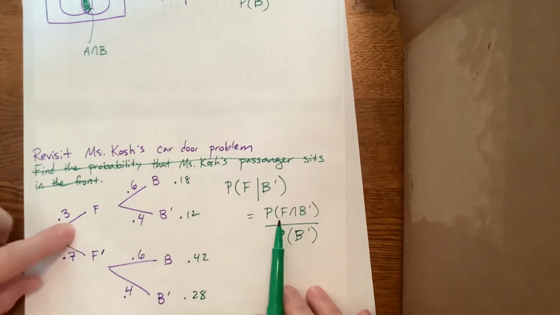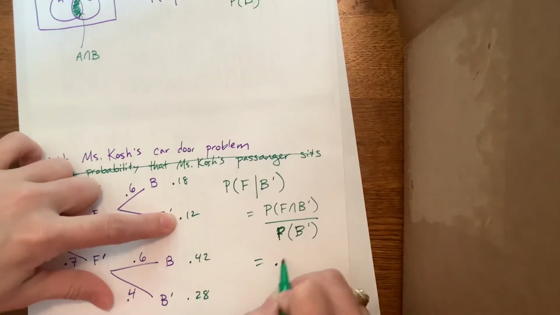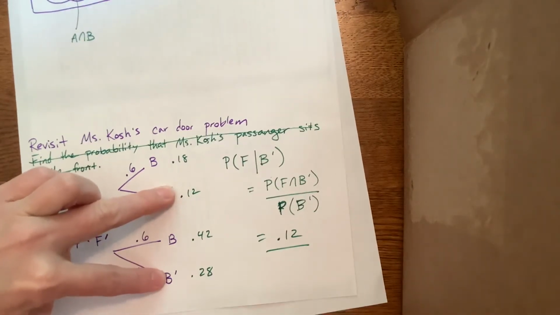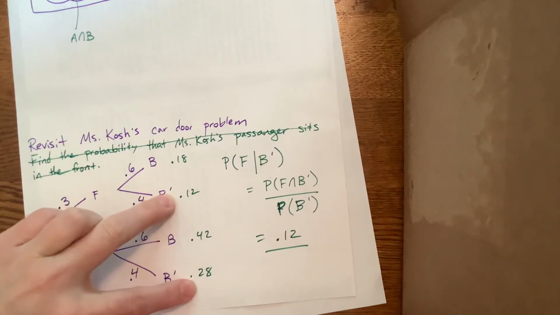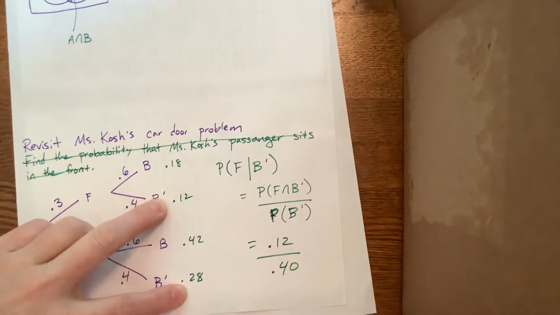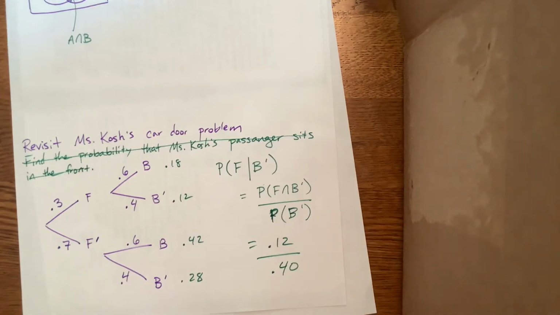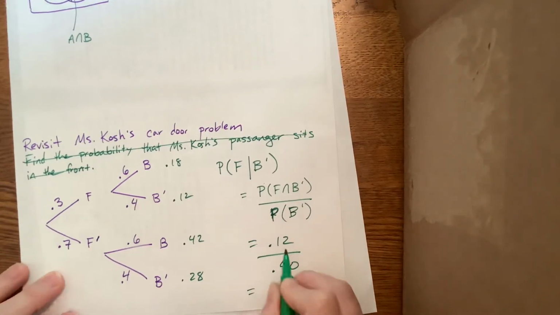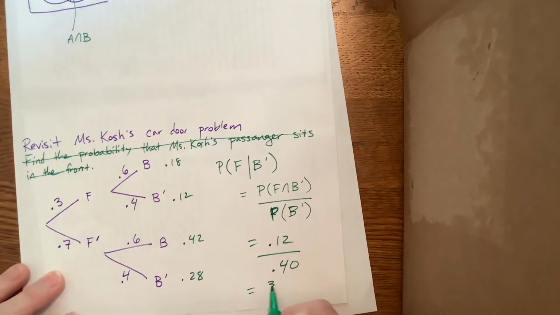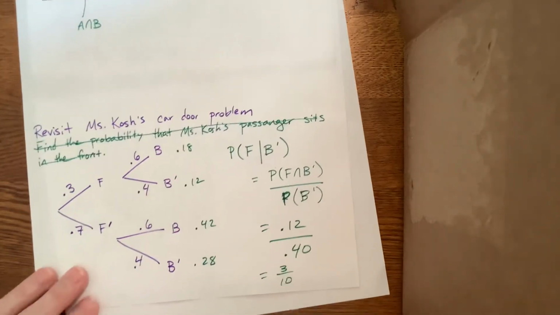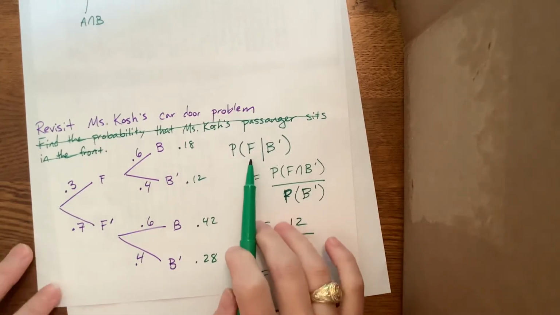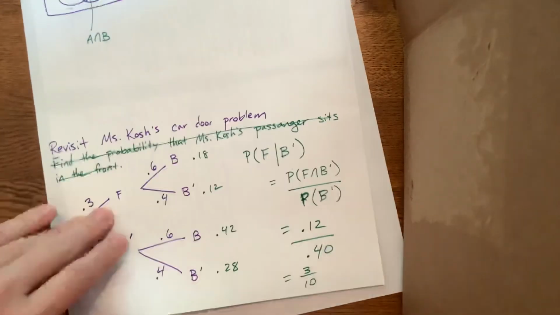The probability of F intersect B not is this 0.12. The probability of B not, well, B not were these two together. So I have 28 plus 12%, so a 40%, 0.4 chance of the back door not opening. This we could clean up. The 4 goes in there, 3, 4 goes in there, 10. So we've got a 30% chance, a 3 out of 10 chance, that I can have a passenger, assuming that the back door doesn't open.